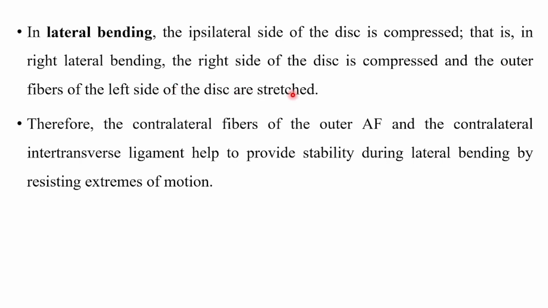During right lateral flexion, the right side of the disc will be compressed and the left side of the disc will be stretched. Your other ligaments, the intertransverse ligament also, will be compressed and stretched. Therefore, the contralateral fibers of the outer annulus fibrosus and the contralateral intertransverse ligament help to provide stability during lateral bending too, by resisting the extremes of motion.